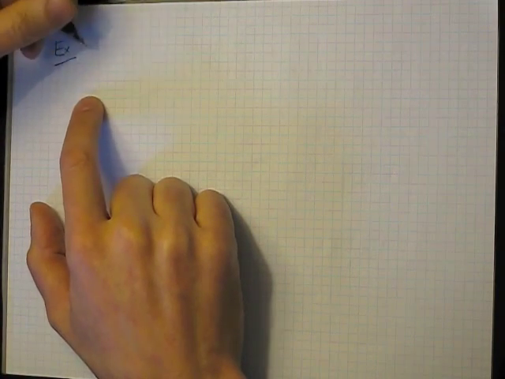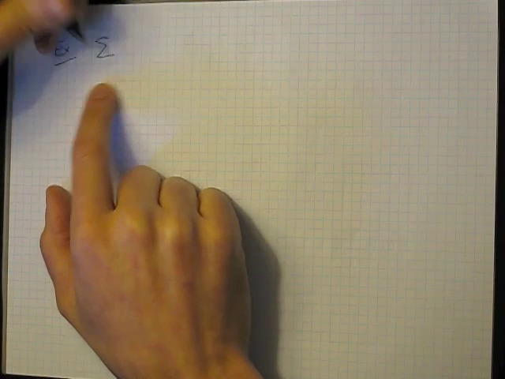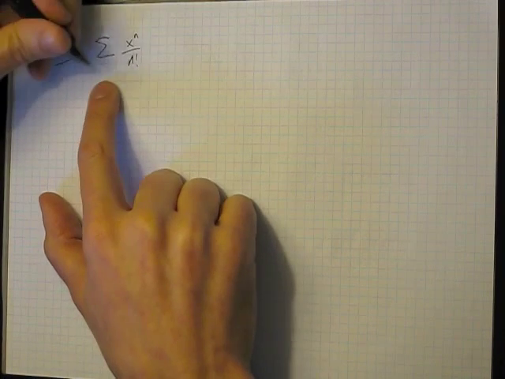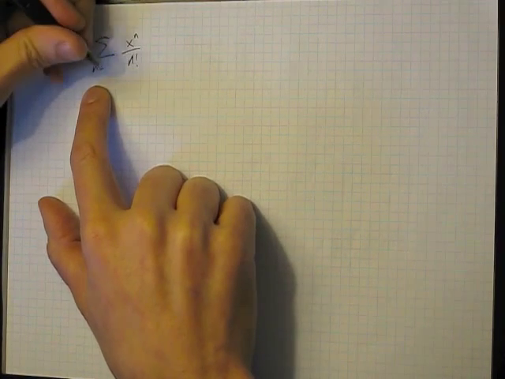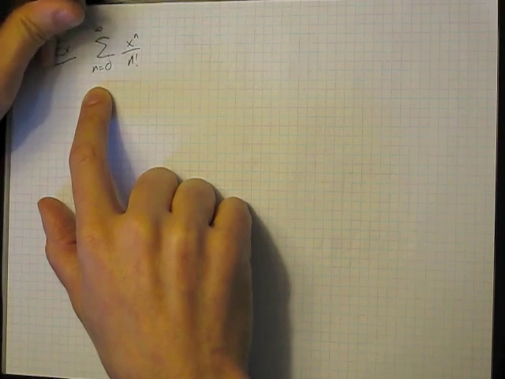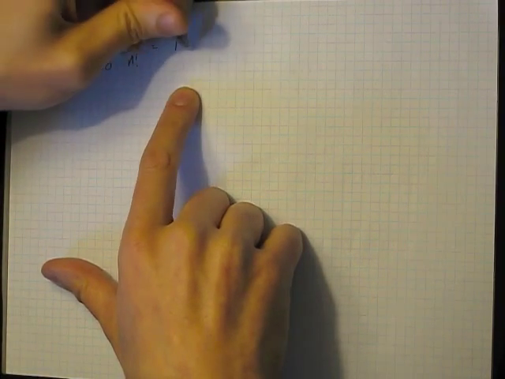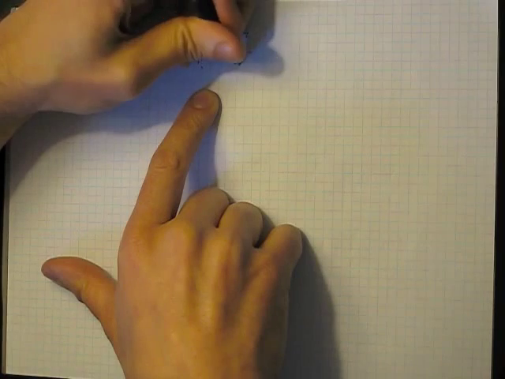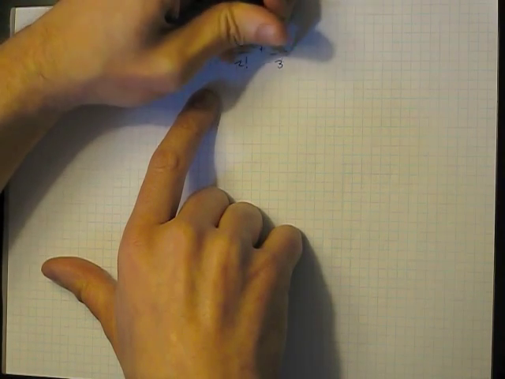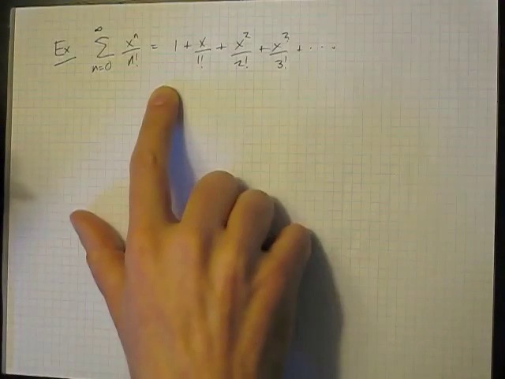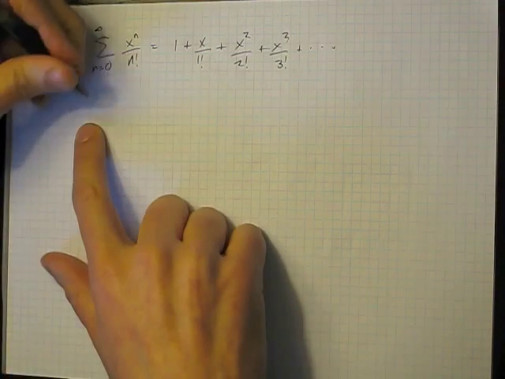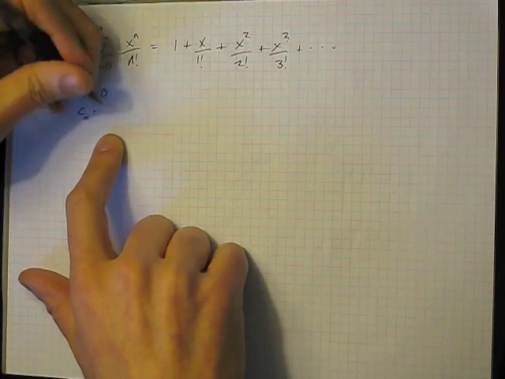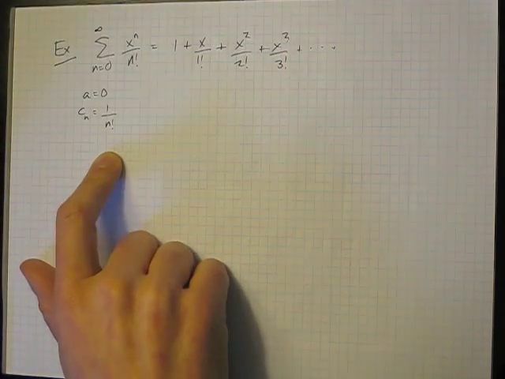So how about the series of x to the n over n factorial? This looks similar, except now the n factorial is in the bottom. So the sum from n equals 0 to infinity looks like 1 plus x over 1 factorial plus x squared over 2 factorial plus x cubed over 3 factorial, and so on. The center of the power series again is 0, and the coefficients are 1 over n factorial.